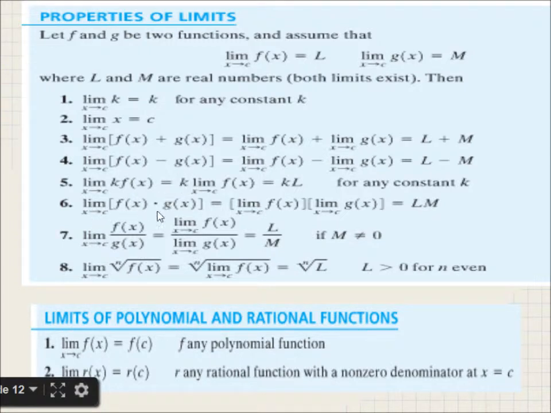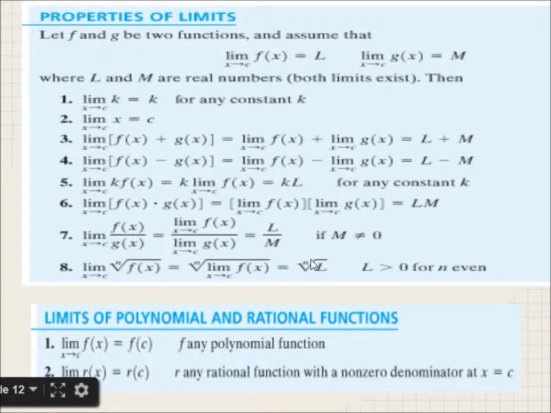In the case of division, we separately calculate the limit of both functions and divide them, where the lower function's limit M should not be equal to 0 for this to be defined. In the case of a square root or any root of a function, just calculate the limit and then take the root of that value, where L is greater than 0 for n even.